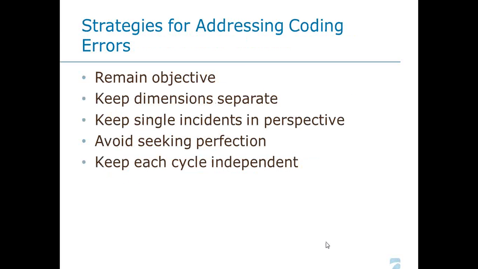Okay. So we have strategies for addressing coding errors, and these are generic strategies that will work across any of the dimensions and will certainly work if you are a toddler trainer or if you are a K-3 trainer. And then after we do this, we'll move into some specific dimension-related strategies using the pre-K videos as examples. So our first strategy is to remain objective.